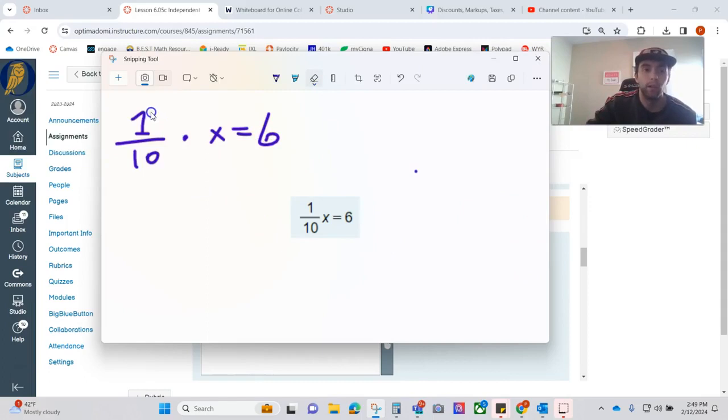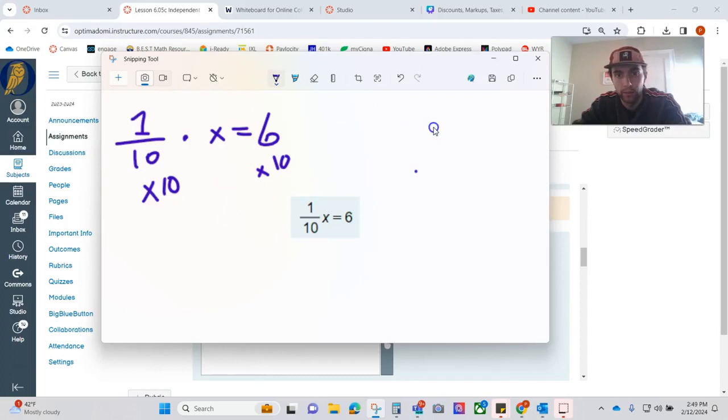Now, how can I get 1/10 to be 1? I multiply it by its reciprocal, 10 on top of 1, or just 10. So the opposite of timesing by 1/10 is timesing by 10 over 1, or just timesing by 10.